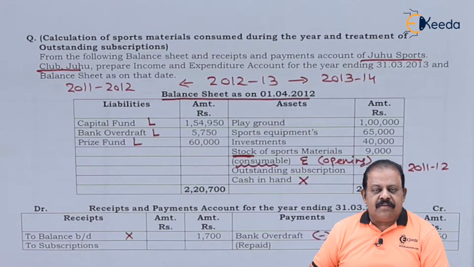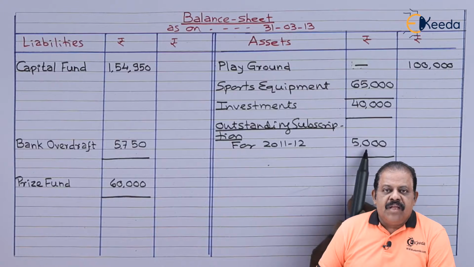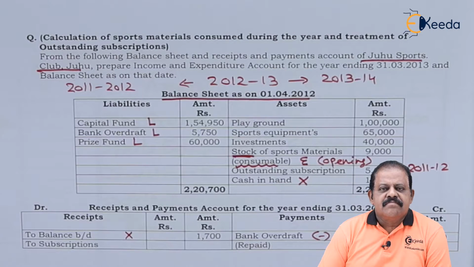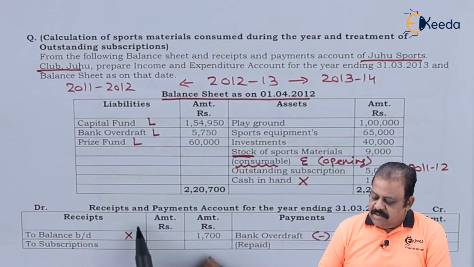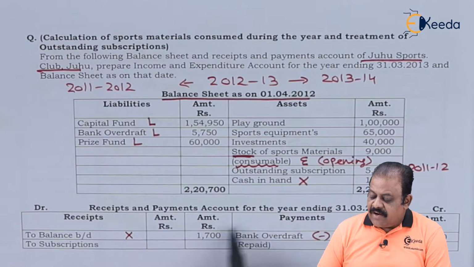Next, outstanding subscription 5,000. That is for previous year, outstanding subscription for the year 2011-12. Amount is 5,000. Cash in hand 1,700. This will be recorded as opening balance here in receipts and payment account. So in final account, it will not be recorded anywhere.